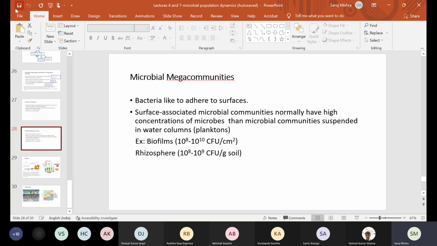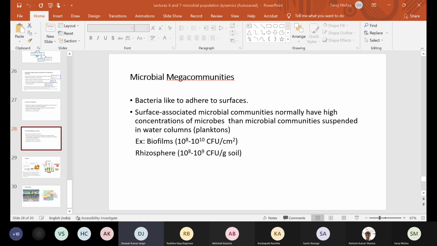So at this point, I will only say that when you talk about microbial communities, certainly there is a lot of interest in these mega communities because they could have medical implications, or in agricultural practices, these are going to be very, very important.